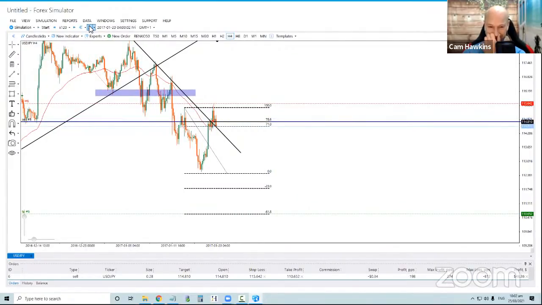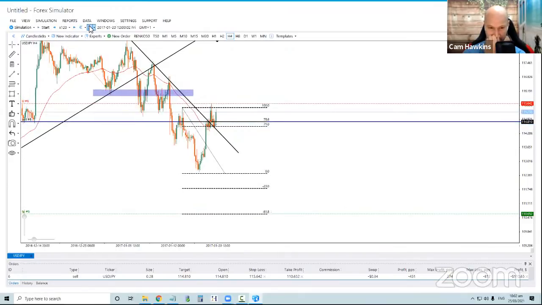That was almost out, so close to the stop.